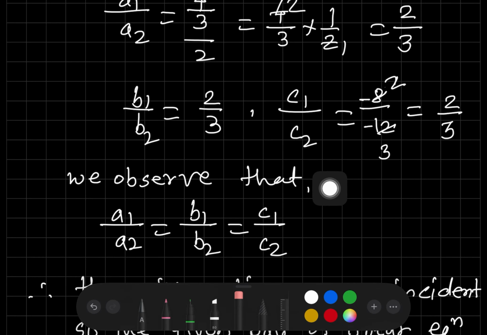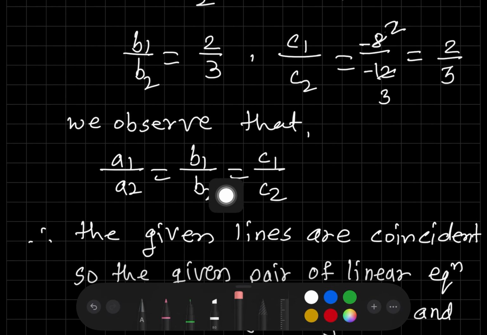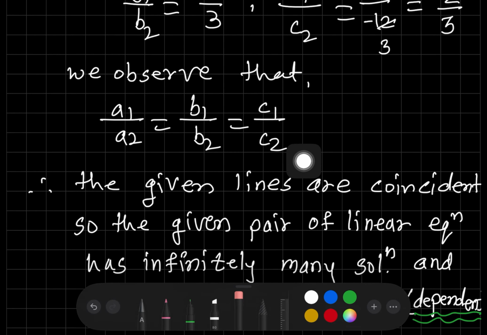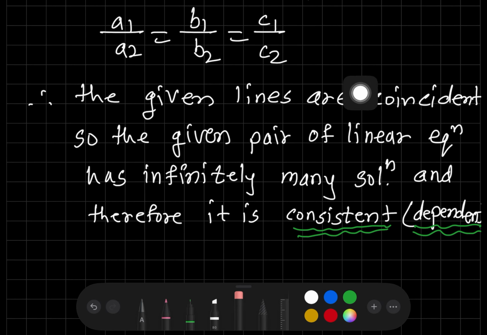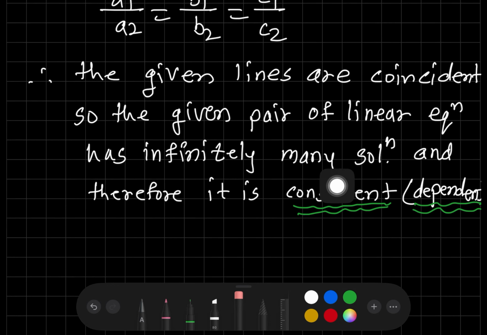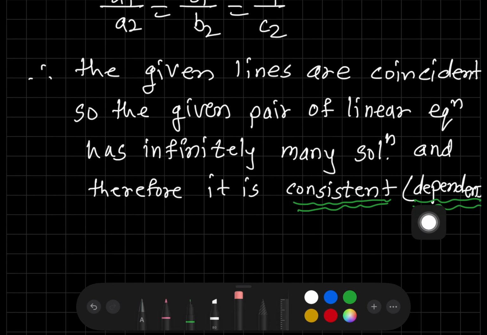So we observe that, see here, all are 2 upon 3, 2 upon 3, and 2 upon 3, all are the same. We observe a1 upon a2 equal to b1 upon b2 equal to c1 upon c2. So the given lines are coincident, all are equal, coincident, so the given pair of equations has infinitely many solutions, and therefore it is consistent and dependent.